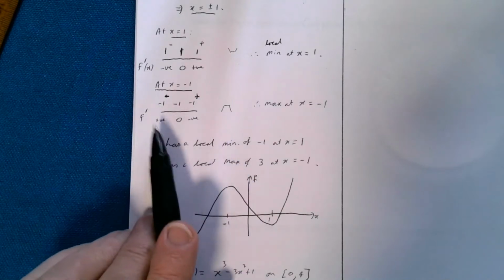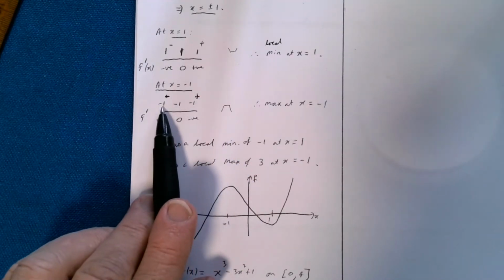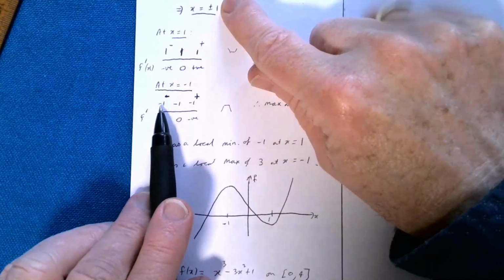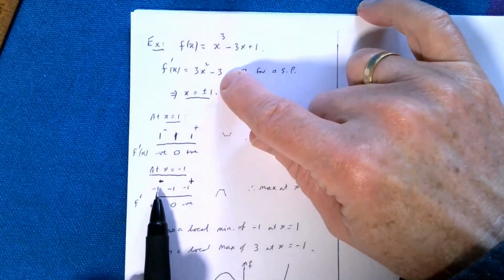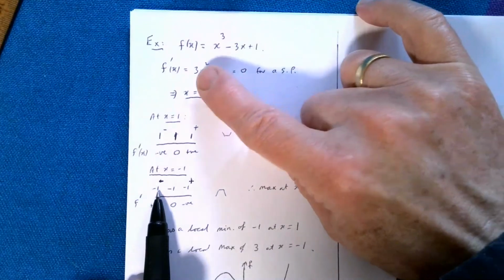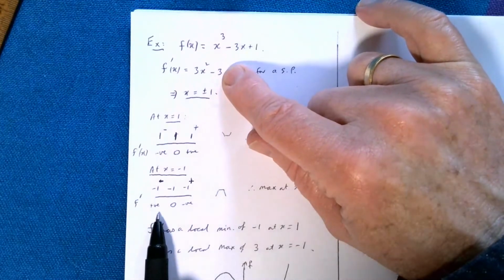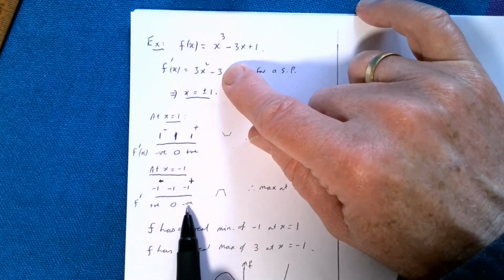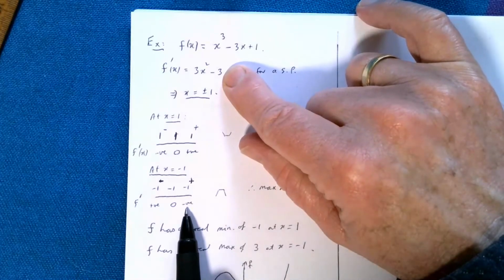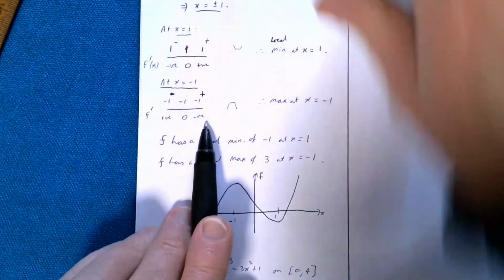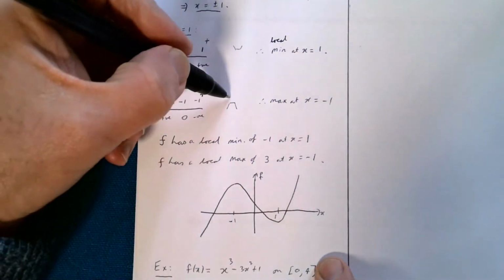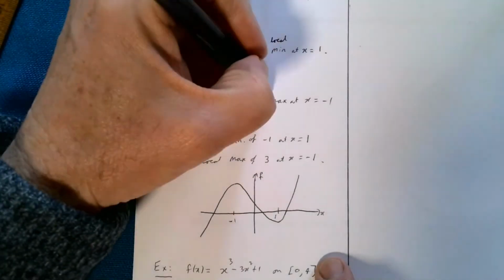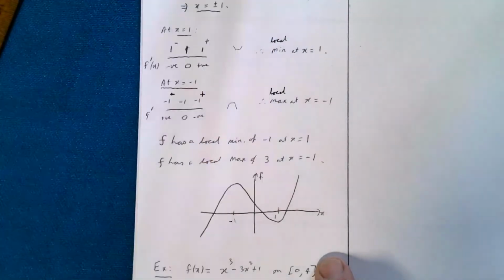So put in a number that's a little bit less than minus 1. So again, put in, say, minus 2, if you like, back up into the derivative. And then when you work that out, you get a positive number. Take a number a bit bigger than minus 1, say 0, and you get a negative number. So the gradients this time are going positive, 0, negative. And that tells me then we have a local max at x is minus 1.